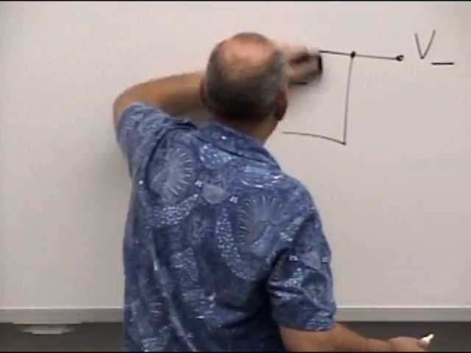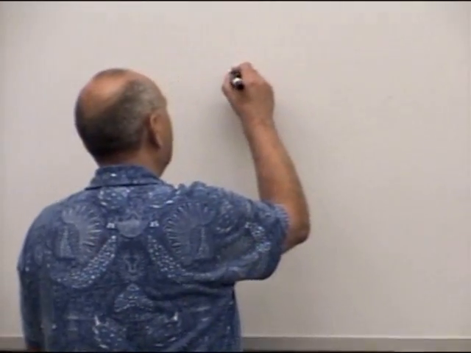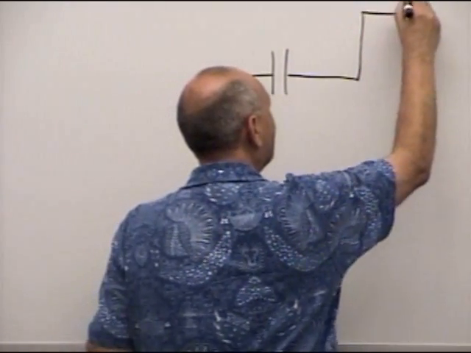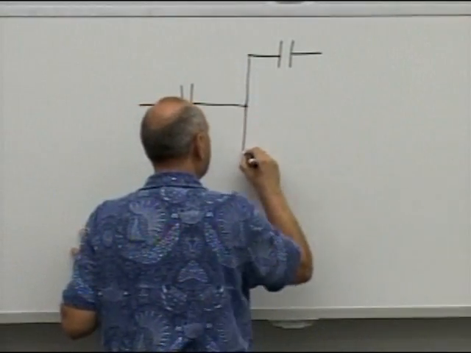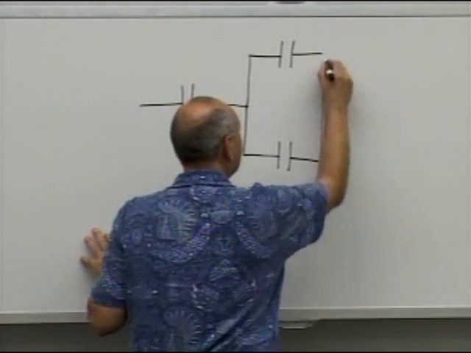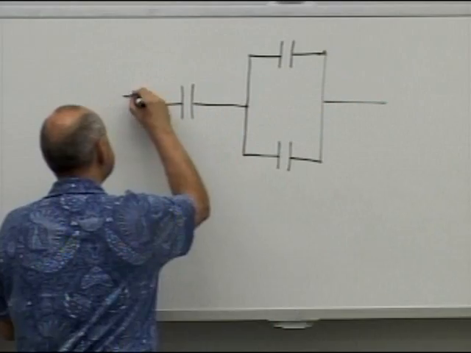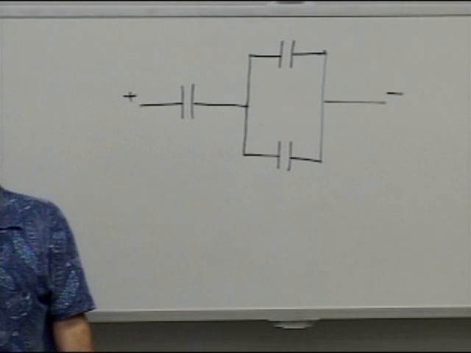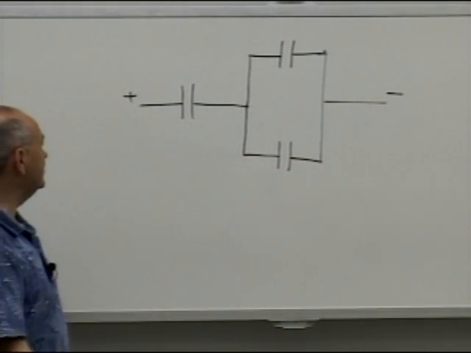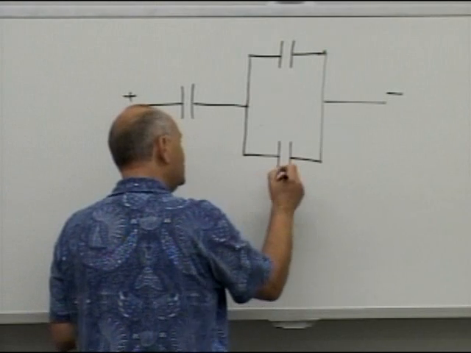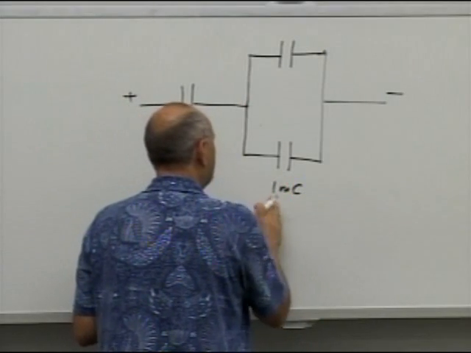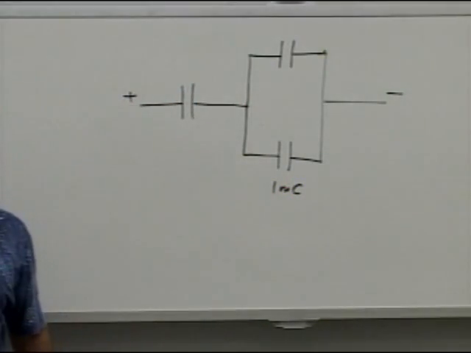Let me now give you another quick puzzle. Let's say that I have capacitors like that. Let's say that they are identical capacitors. And the charge on this capacitor is going to be, let's say, 1 microcoulomb. How will the other two be charged?